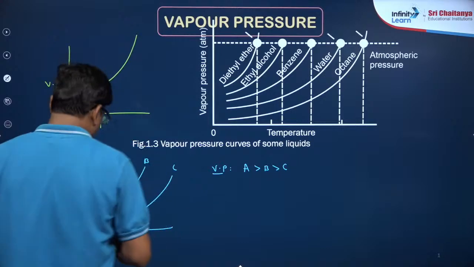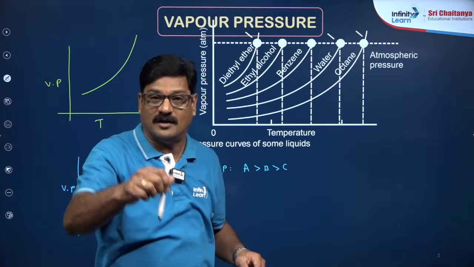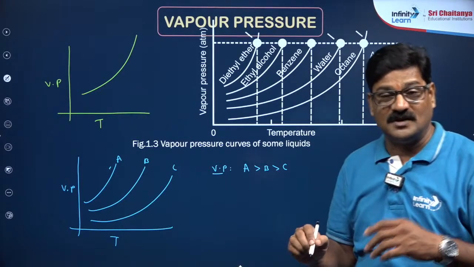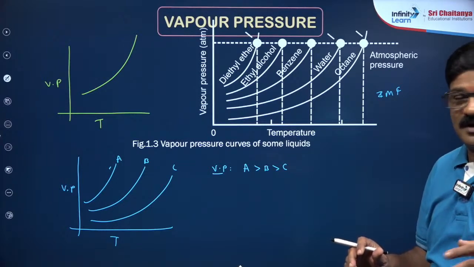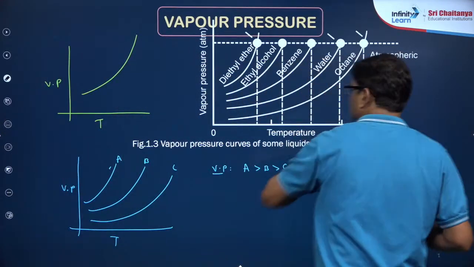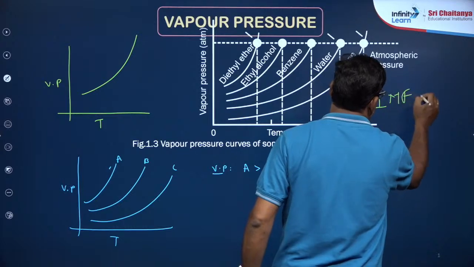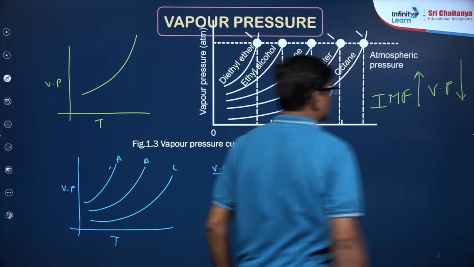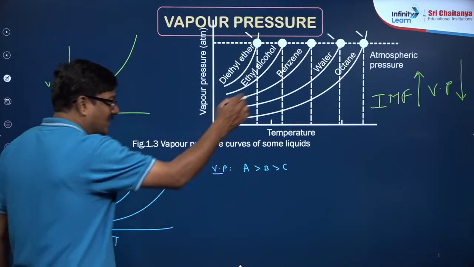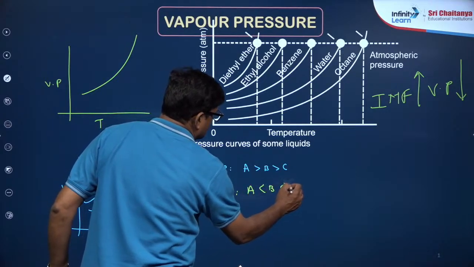Coming to it: the liquid that has more intermolecular force will have lower vapor pressure. The intermolecular force may be van der Waals force, London dispersion force, ion dispersion, or hydrogen bonding. As intermolecular force increases, vapor pressure decreases. The liquid with higher vapor pressure has lower intermolecular force; they are reverse. So the intermolecular forces: A is less than B is less than C.